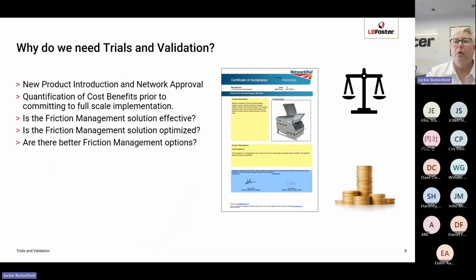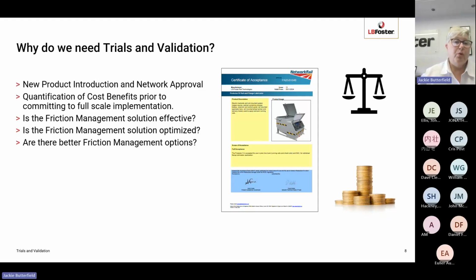Other reasons for undertaking trials and validation of friction management solutions. This list is not exhaustive, but typically when you're introducing a new product or new equipment into a network, you will need some form of network approval from either the infrastructure manager, the rolling stock OEM, or the network controller. So trials and validation are often required for this process.